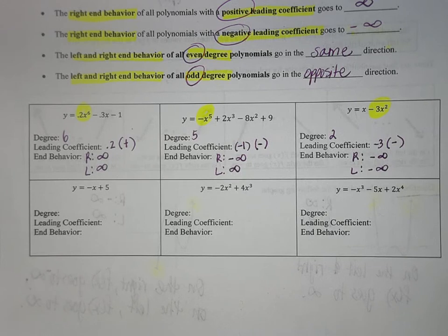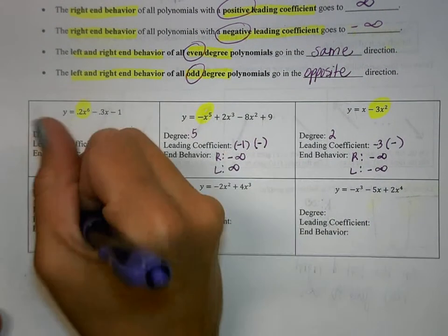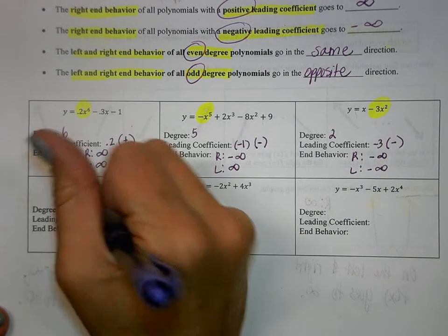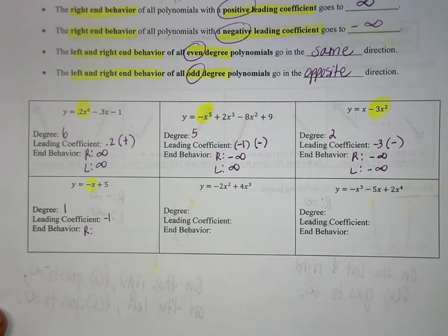Okay, Wyatt, what is the degree? 1. Very good, the degree is 1. So notice my highest exponent there is 1. My lead coefficient is what, Michelle? -1, good. Now this, I want you to tell me what the right end behavior is and how you know it. Are you guys ready? Okay, Michael, what is my right end behavior and how do you know it?